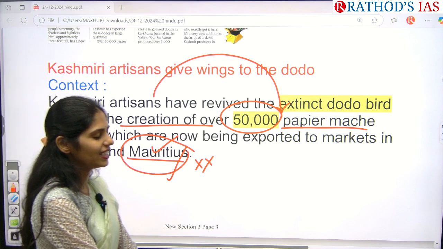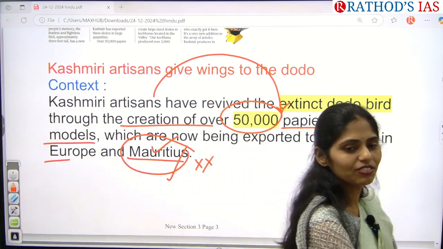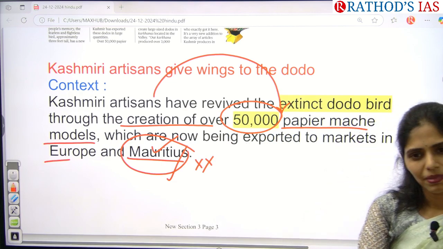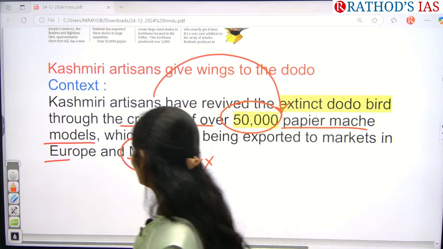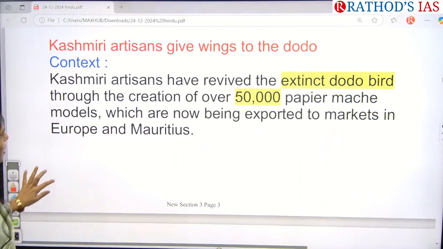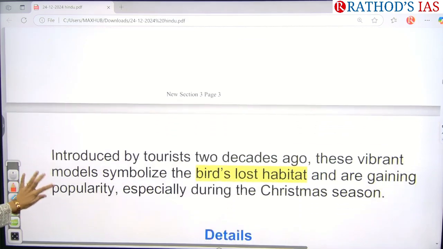Okay, see that 8-degree channel, 9-degree channel, 10-degree channel. It will be a repeated question in many examinations. So here we are going to export this to Europe as well as Mauritius.